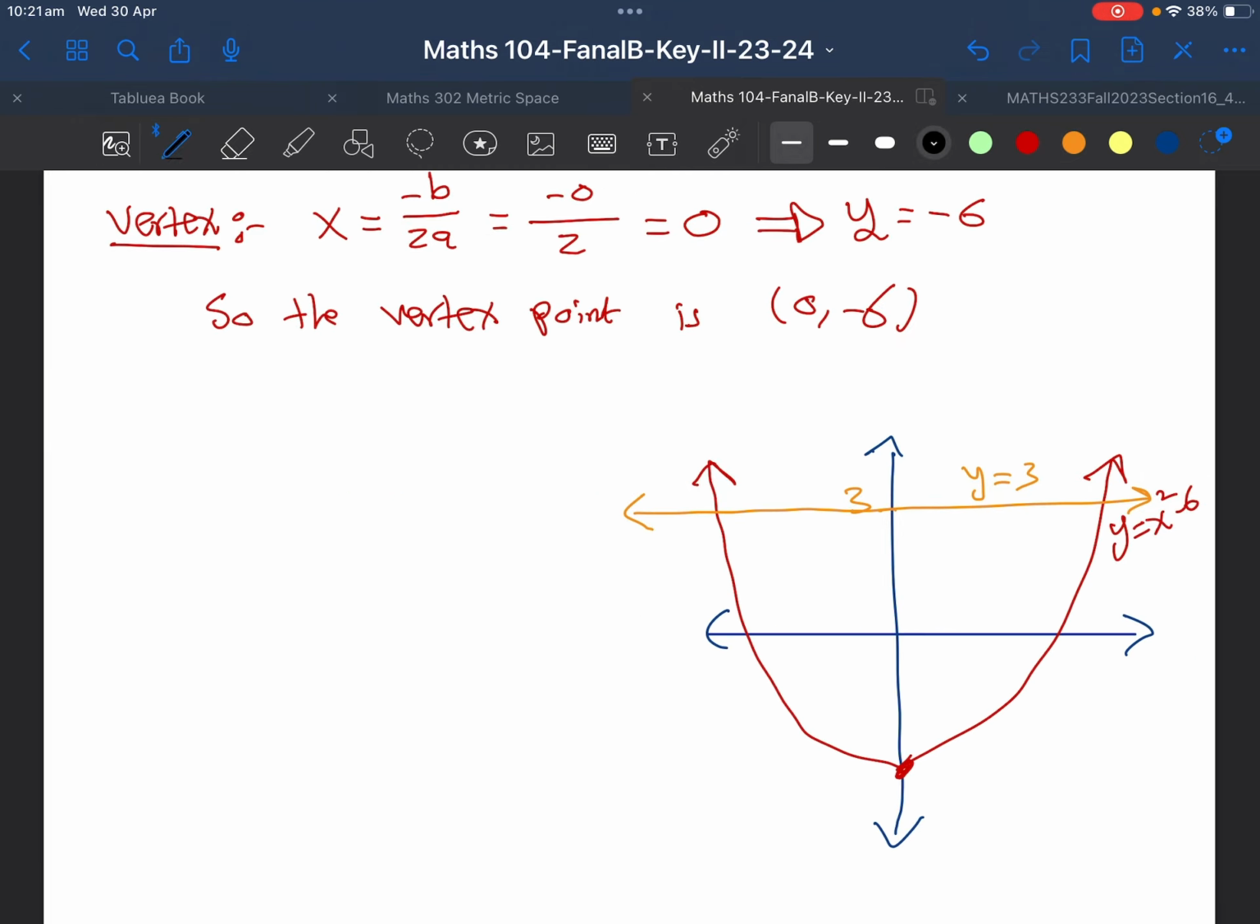What we need to do next? Next, as usual, find the intersection point. So step number 2. Find the intersection points.